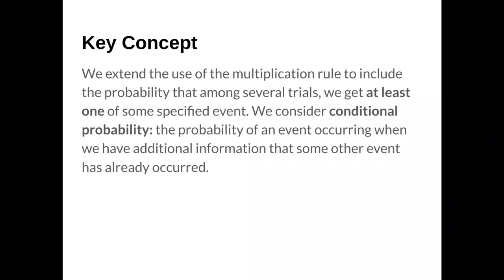So we're going to expand a little bit on conditional probability, and we're also going to talk about how we can find the probability of at least one of something happening using the multiplication principle. This idea of at least one is a really crucial idea in this concept and the way we're going to think about it, and it will actually help us when we look at counting later.